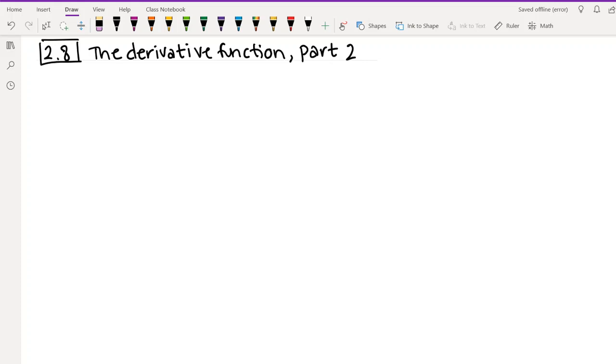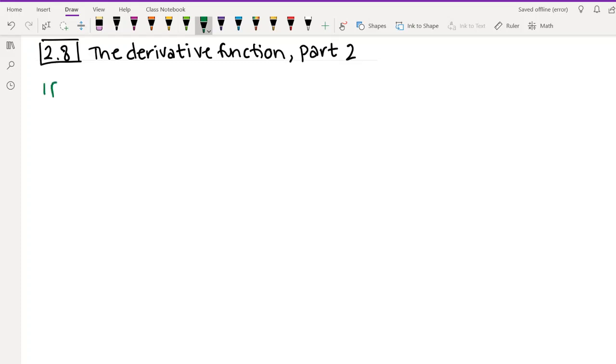Hi everyone. So in the last video, we introduced this idea of the derivative function. The idea was that rather than individually calculate the slope of the tangent line at every separate x value, instead you can calculate this general derivative function, which will tell you the slope of the tangent line at any x value you want. So let me just write that down again and remind you of how you actually calculate it.